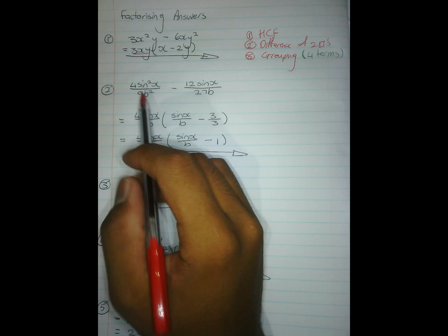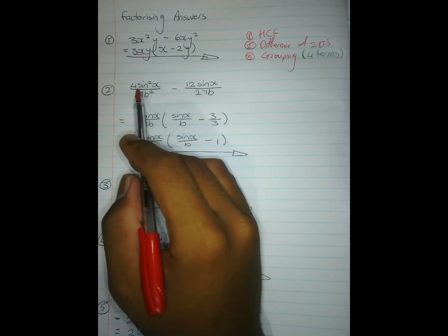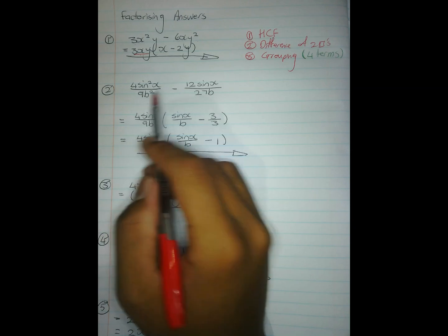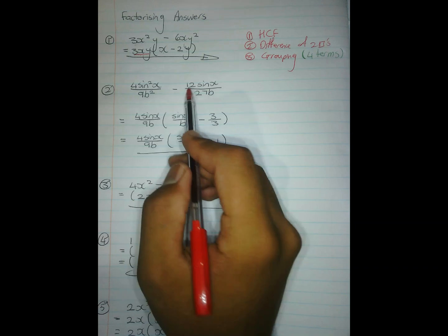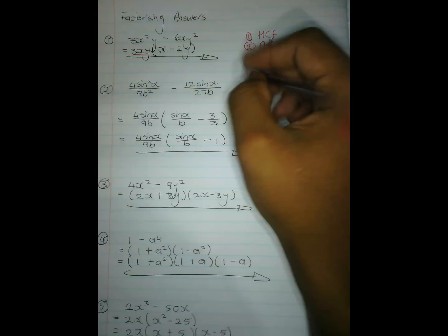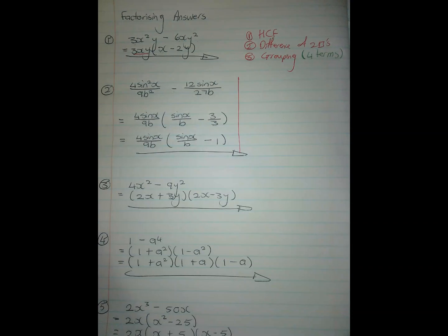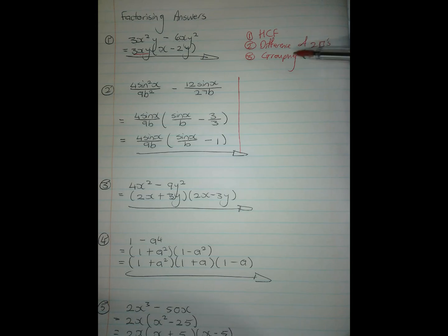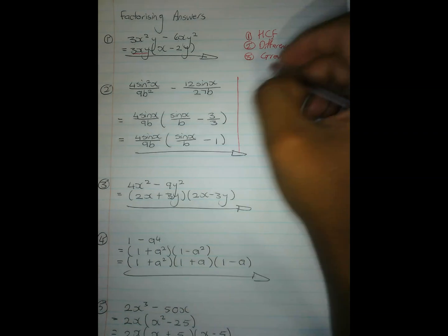Looking at the next one, I got 4 sin squared x divided by 9b squared minus 12 sin x over 27b. Once again, this doesn't change anything. We are still looking for a highest common factor, the difference of two squares, or is it grouping? Obviously, it's not 2 or 3. It has to be number 1. I know that many people get worried, or their focus gets shifted, when they see trigonometry.